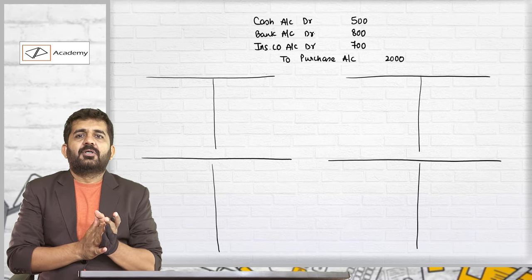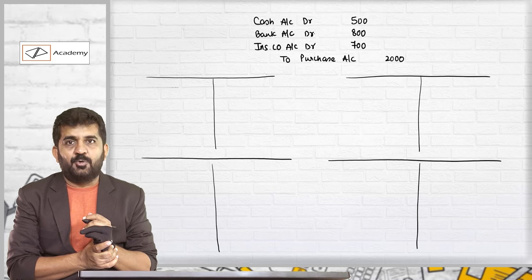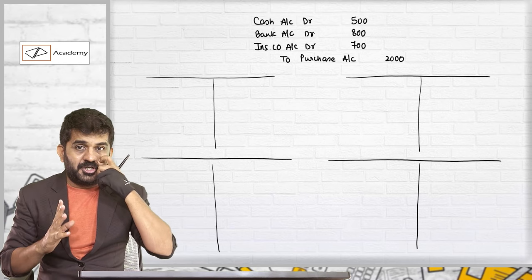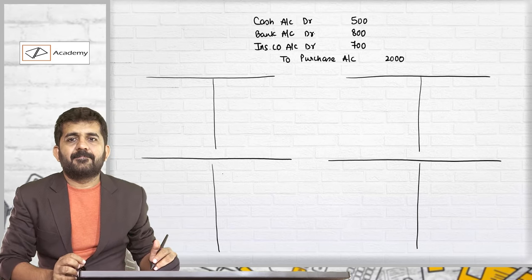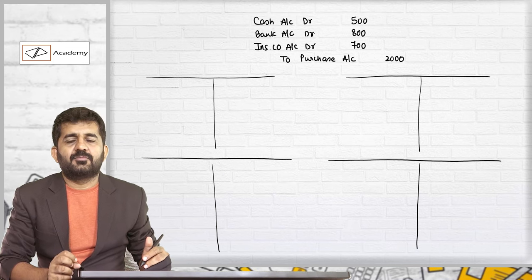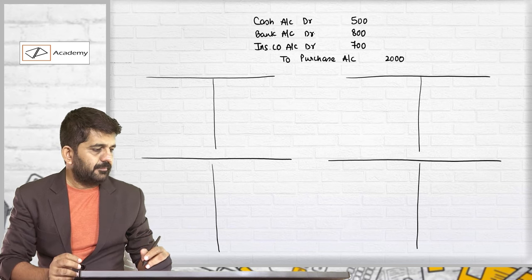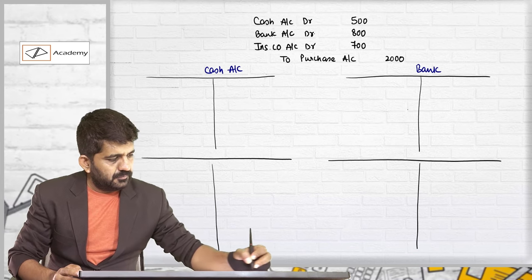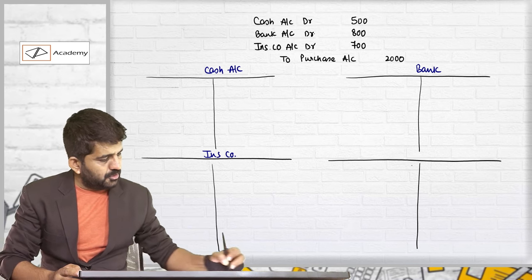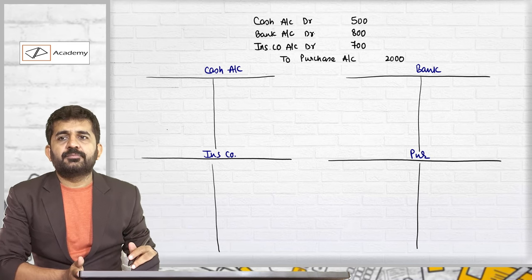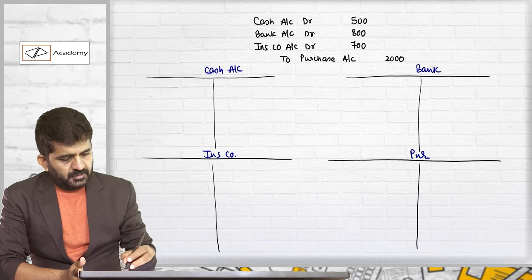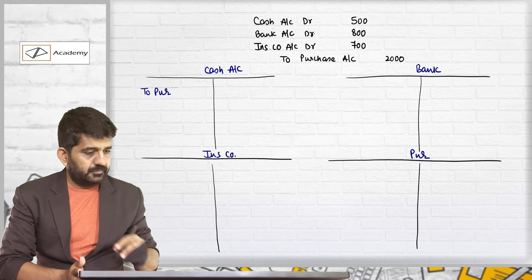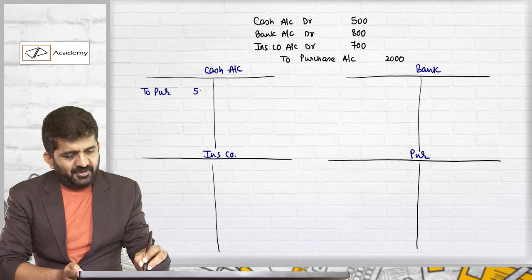All right. Let me have one more volunteer who will try out posting of a journal entry which is having four effects. Not one, not two, not three, four effects. Anyone else? Who will try out? Yes, Neil. Sir, first we have to cash account. Just a minute, I'll draw all accounts: cash, bank, insurance company and purchase. All right, help me out. Cash account, debit side, to purchase, good. How much rupees? 500.